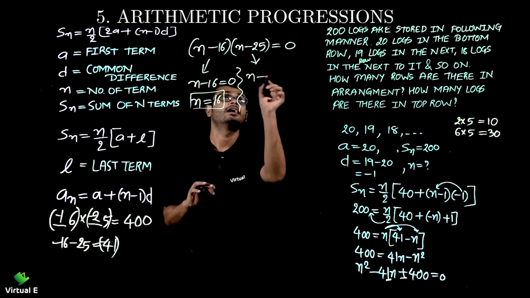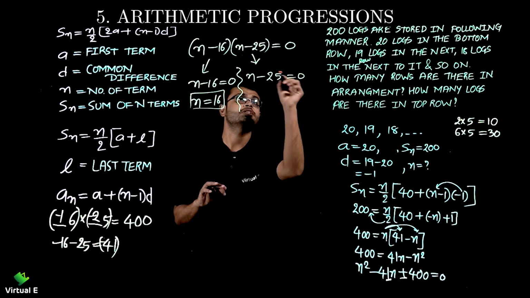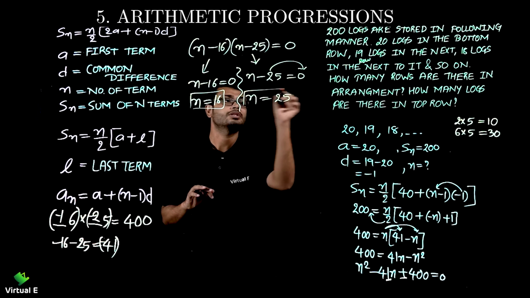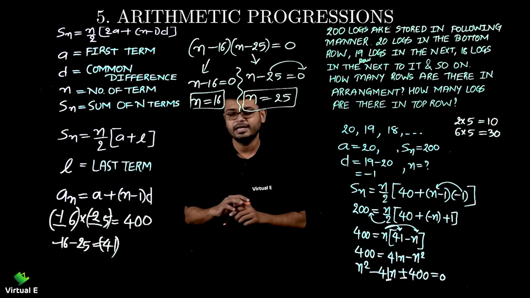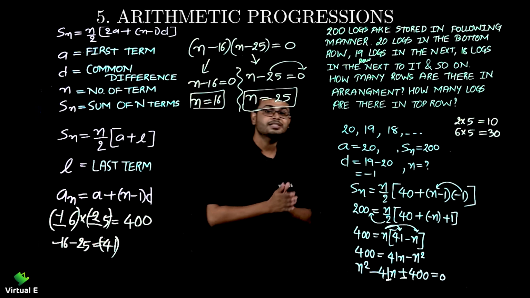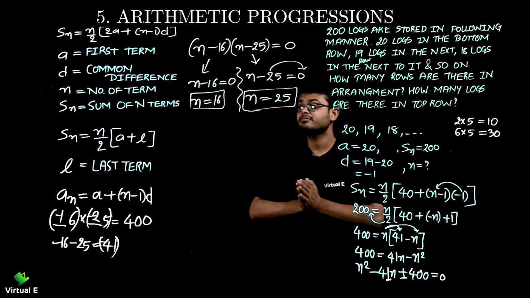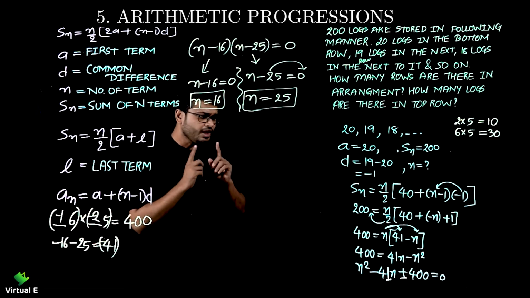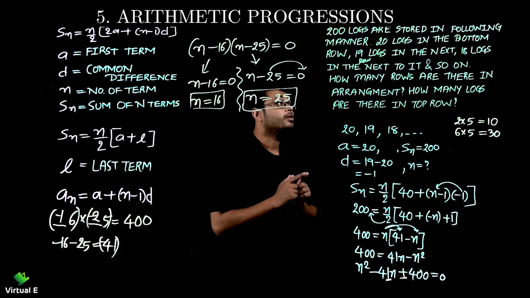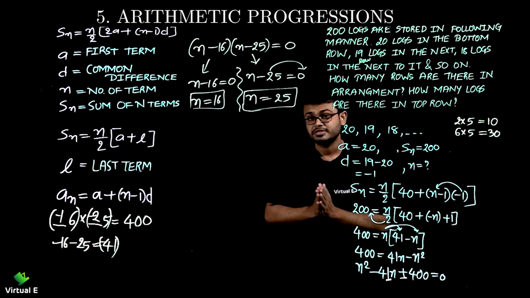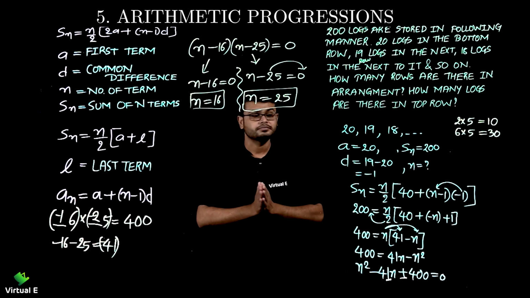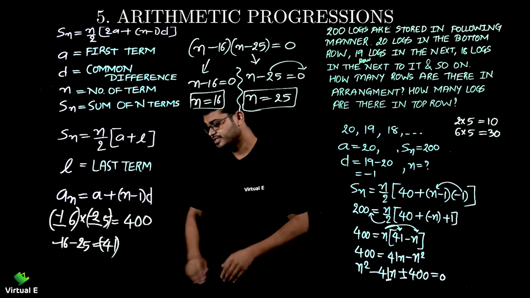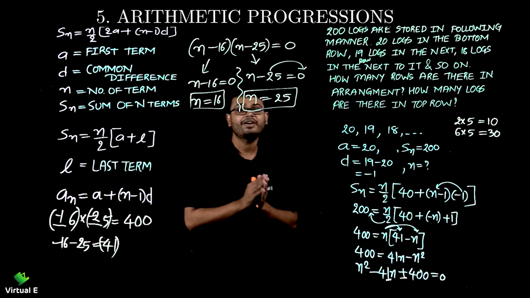Let's get the second. n minus 25 is equal to 0. Let's shift over here. So n is equal to 25. So that is my second value of n. Now you must be thinking that there are 16 rows and there are 25 rows as well. So which of them is correct? Now remember, in case of word problems, we cannot go with two answers. So we need to check it. Which of them are we going to get correct? Let's discuss. So how am I going to verify the answer?